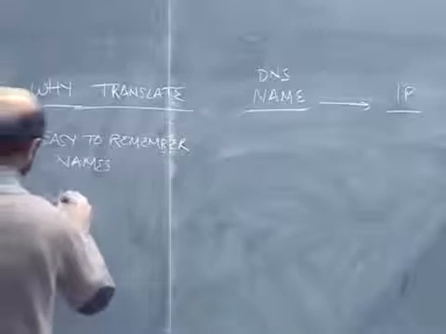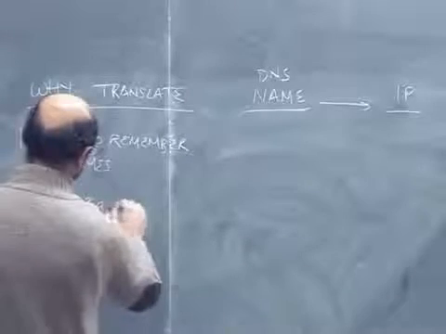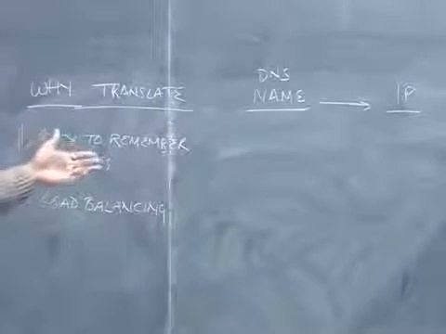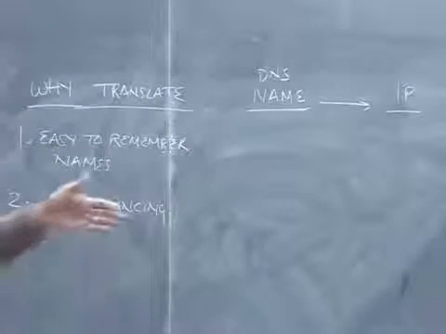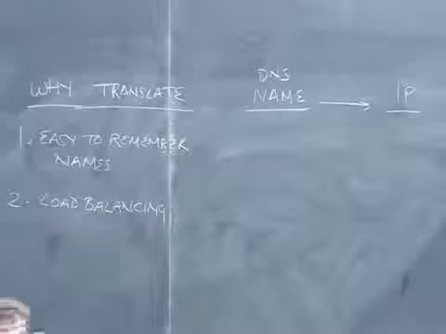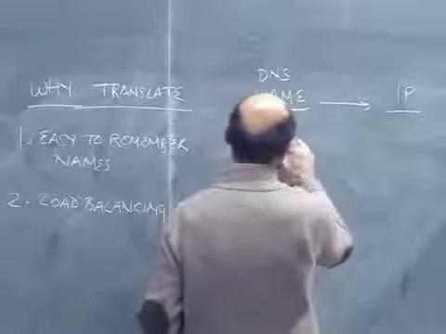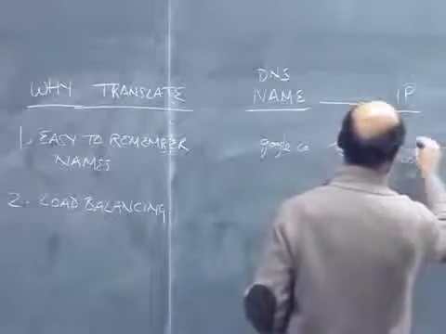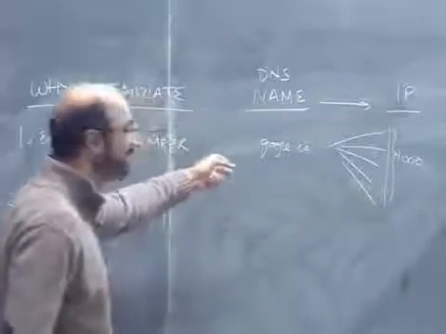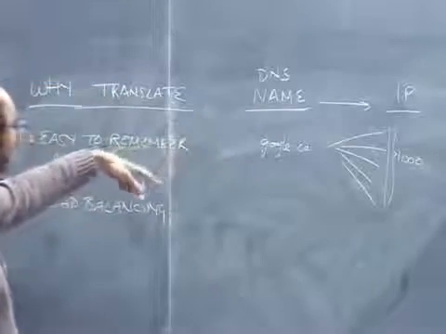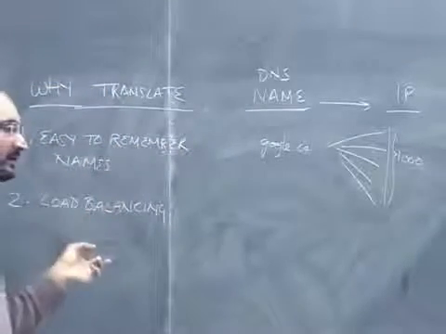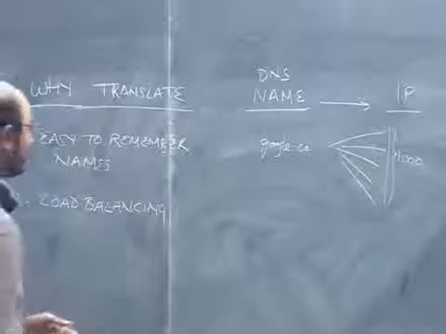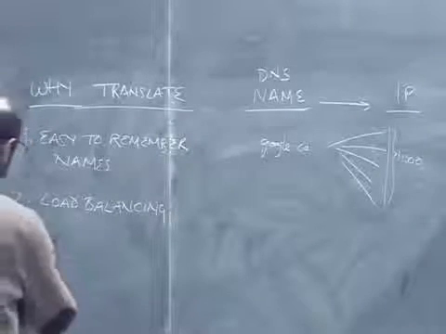The second thing is it allows load balancing. By load balancing, I mean that when you go to google.ca and ask it for a name, it can give you a different IP address each time it's asked. Let's say that behind this name, google.ca, maybe there's 1,000 different IP addresses. The first time somebody asks DNS what is google.ca, it gives the first address. The second time, the second address. The third time, a third address. These are all Google CA servers, but it's spreading the load across different servers, so that gives you load balancing.